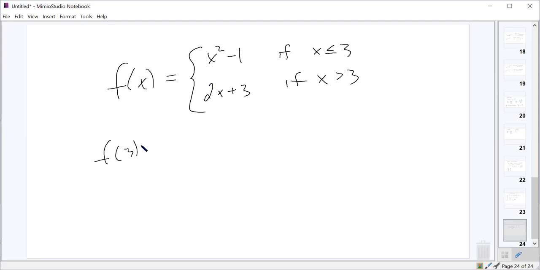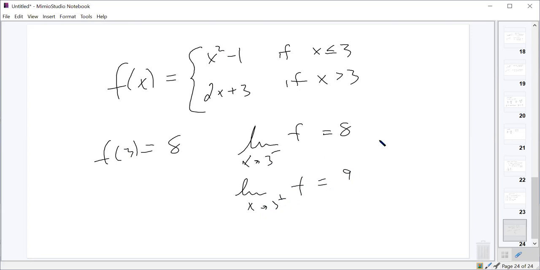F of 3 is, let's see, it looks like that's 8, right? Then we would say the limit as x approaches 3, and you'd have to look at the left and the right. The limit as x approaches 3 from the left of f is 8, and the limit as x approaches 3 from the right of f is 9. Therefore, the second criteria isn't met. The limit as x approaches 3 of f does not exist, therefore not continuous. Right? Easy enough.